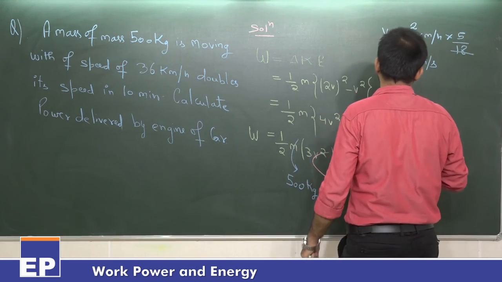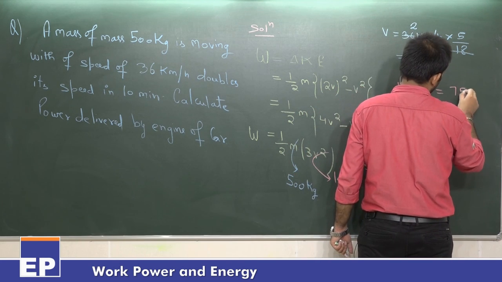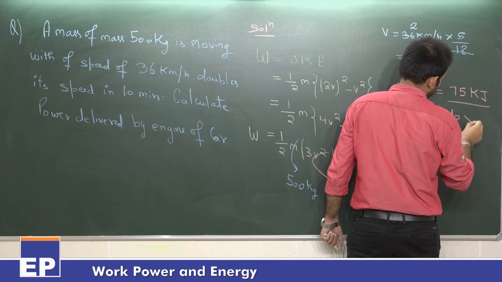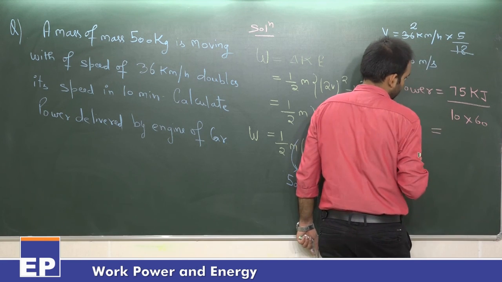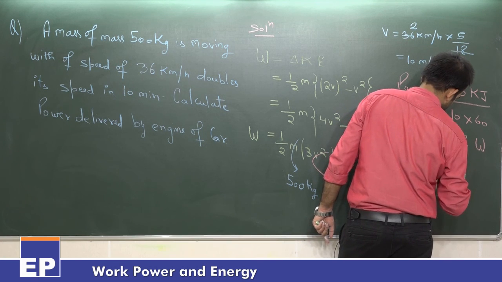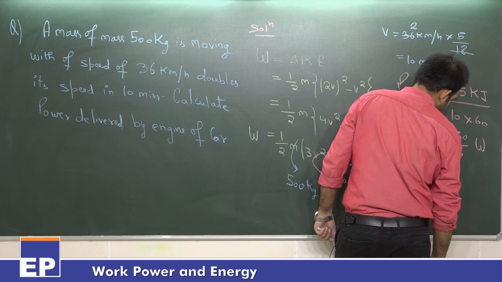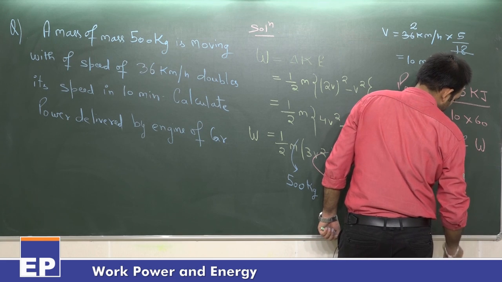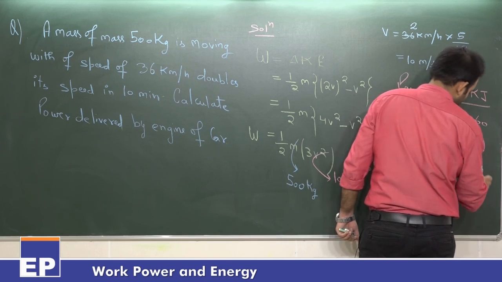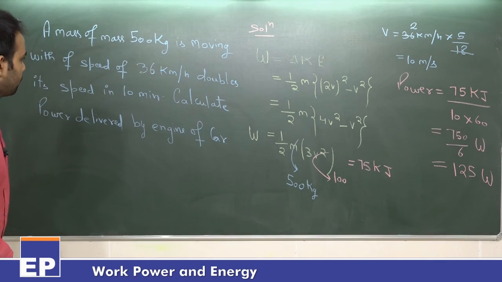Calculate the power delivered by the engine. We have to find the power. What will the power be? The work done by it is 75 kilojoule, divided by the time taken, 10 into 60. It will become 750 by 6 watt. That is how much? 125 watt. Right? 125 watt is the power.